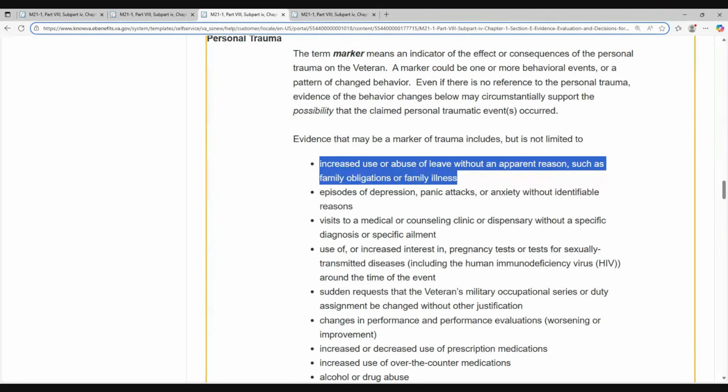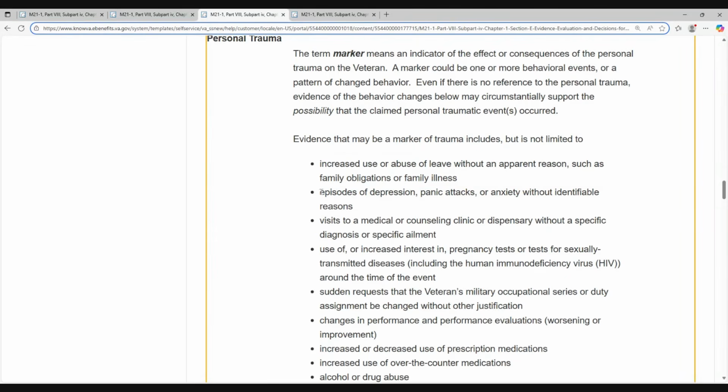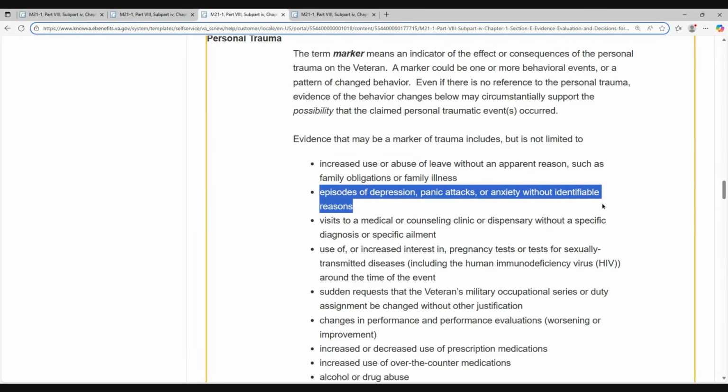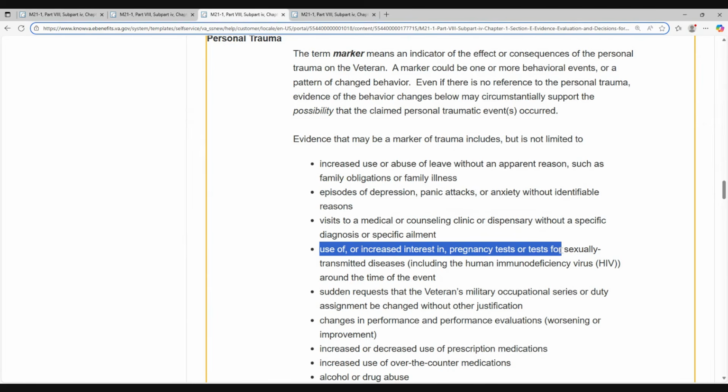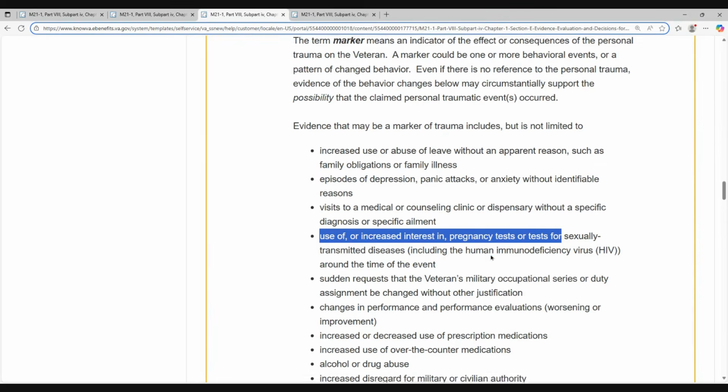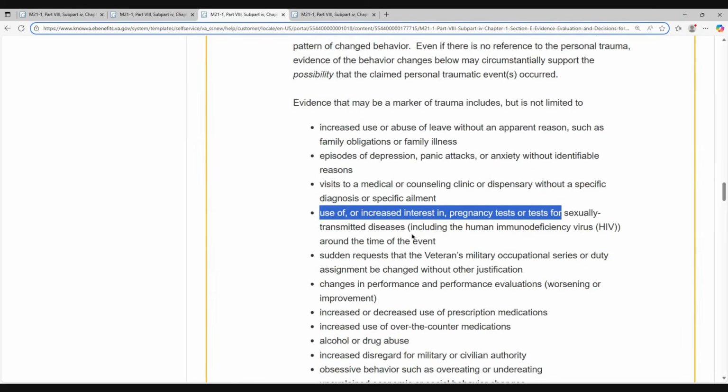some incidents happened. Episodes of depression, panic attacks, hospitalizations, medical visits, or counseling sessions without specific diagnosis or ailment, use of or increased interest in pregnancy tests. This is very subjective information, guys. So it doesn't have to be like a lot of the cases in which we get service connection, where they say, look, you didn't prove it enough to me. Well, the good news is this isn't going to be up to an examiner to prove.